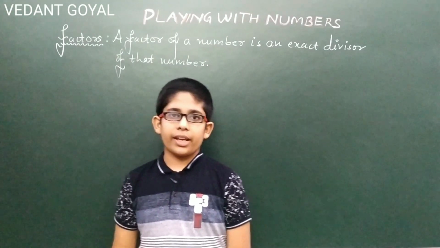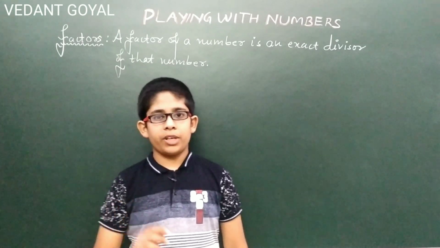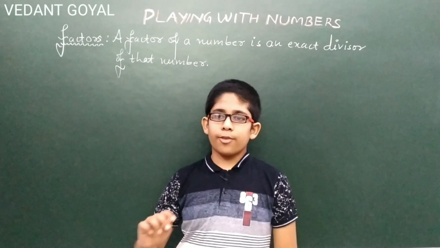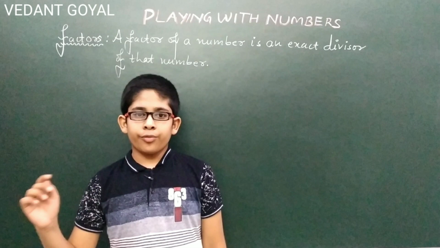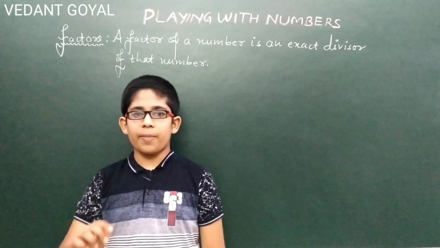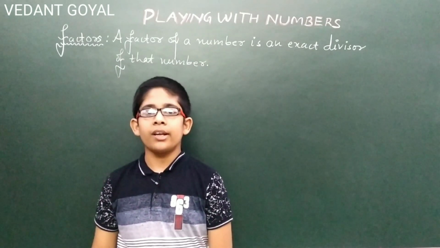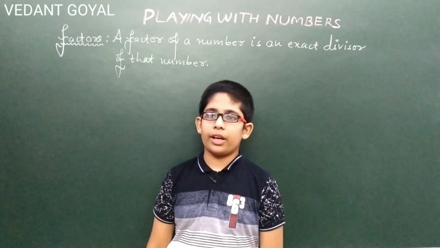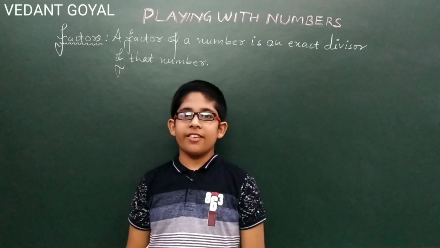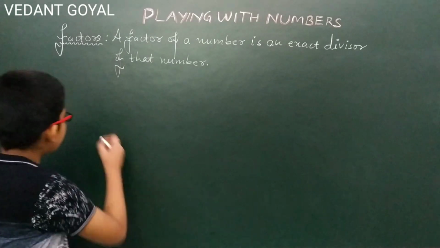So if we take 8, we know that it can be divided by 2 and 4, and we will get 4 and 2 as the quotient respectively. So 1, 2, 4 and 8 are the factors of 8. Let's take another example, 16.